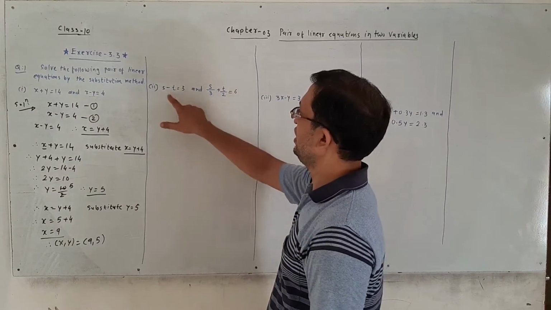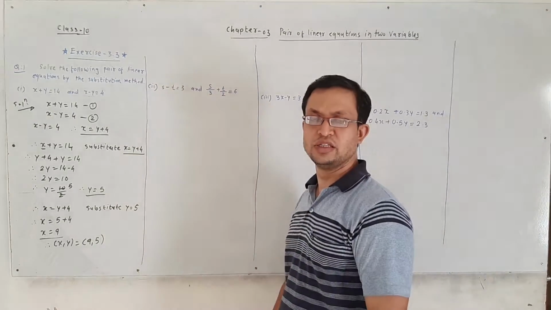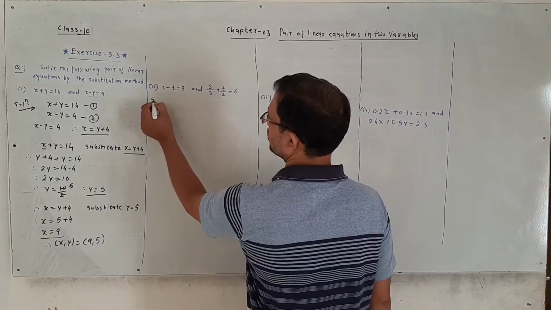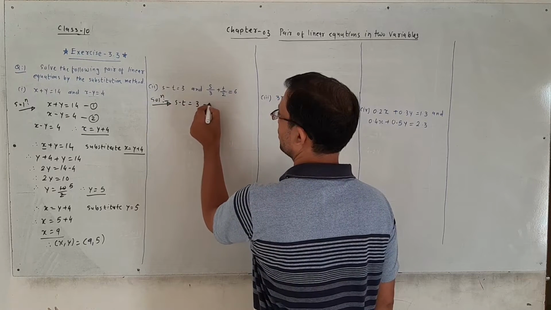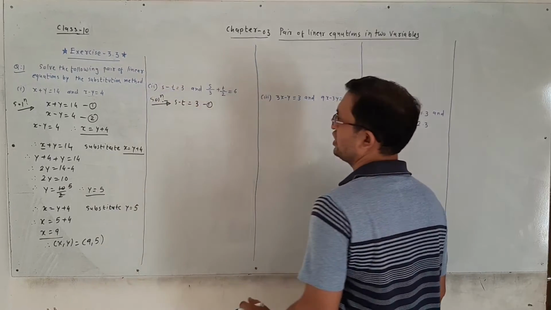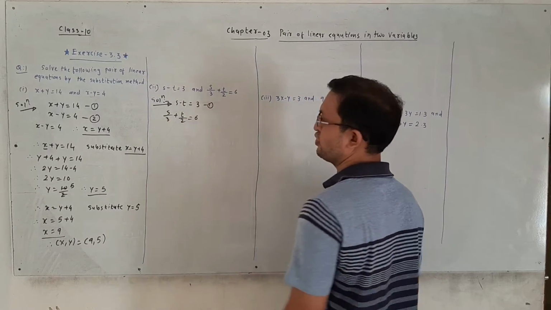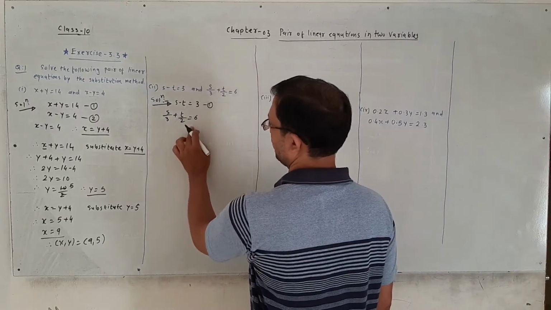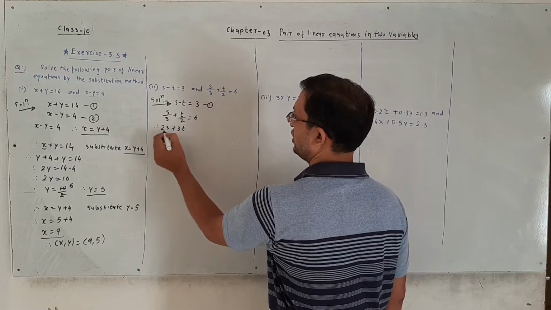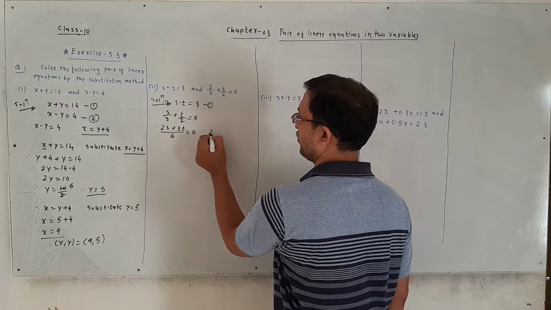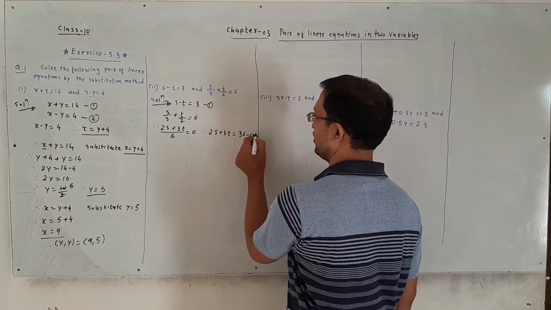Second question. s minus t is equal to 3 and s by 3 plus t by 2 is equal to 6. Here, the first equation s minus t is equal to 3, that is equation 1, and another equation s by 3 plus t by 2 is equal to 6. First we take the LCM of this equation. Therefore 2s plus 3t divided by 6 is equal to 6. Therefore 2s plus 3t is equal to 36, that is equation 2.